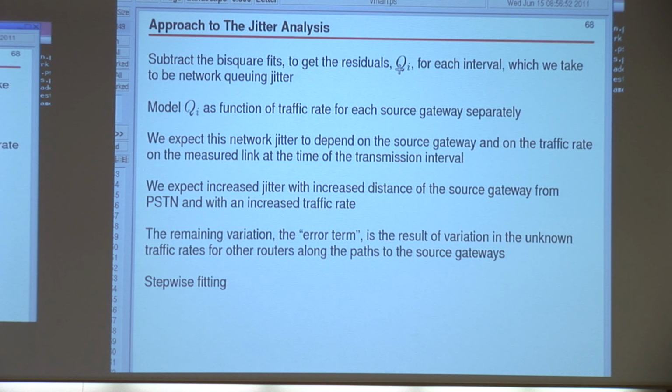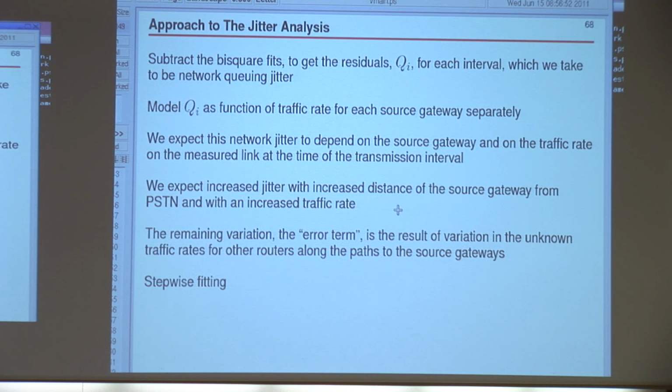Okay, so we'll use Q to note the residuals. And then we'll model Q sub I as a function of the traffic rate for each source gateway separately. And that thing that we'll now call network jitter, we expect that to depend on the source gateway and the traffic rate on the measured link.